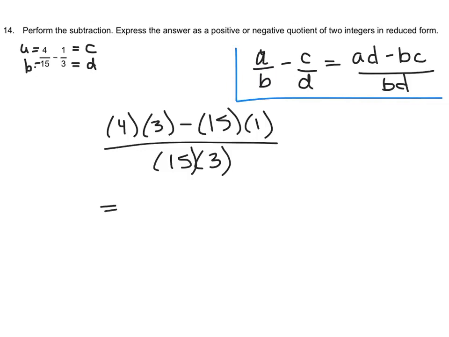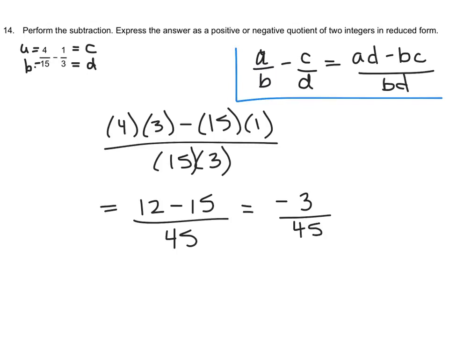First, I'm going to multiply 4 times 3, which is 12, and then 15 times 1, which is 15. Next, we'll multiply the denominator, which is 15 times 3, and that's 45. 12 minus 15 is a negative 3, so my answer is negative 3 over 45.